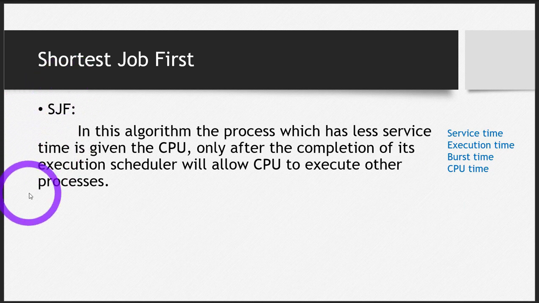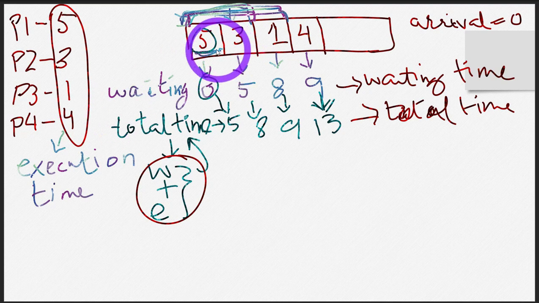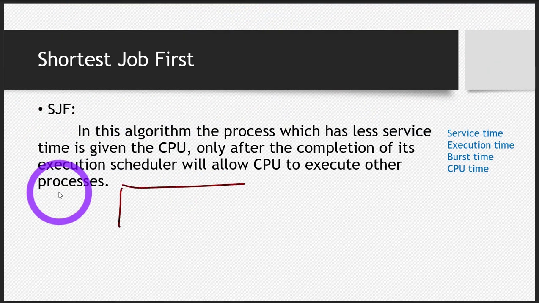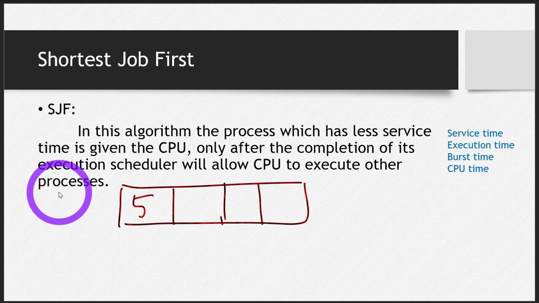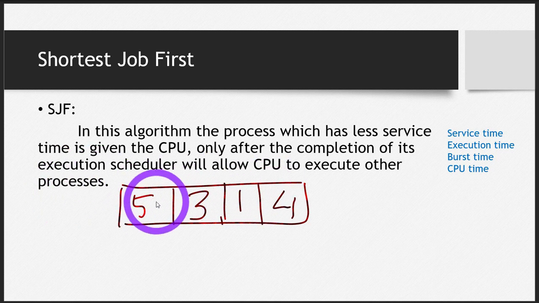Okay, so for shortest job first, let's take the same example from the previous slide. We have 4 processes with execution times 5, 3, 1, and 4. This is our timeline. The first process has an execution time of 5, the second process has 3, the third process has 1, and the fourth process has 4. This is the original sequence of the processes in the way they came: first, second, third, and fourth.